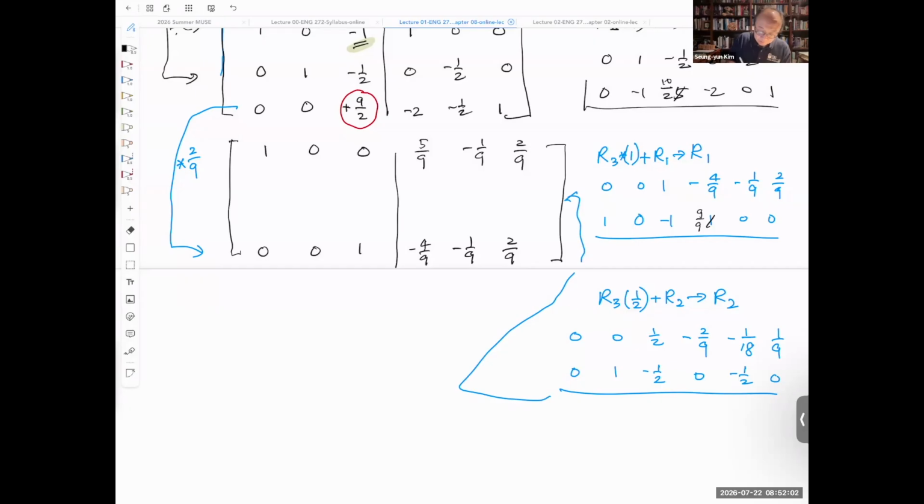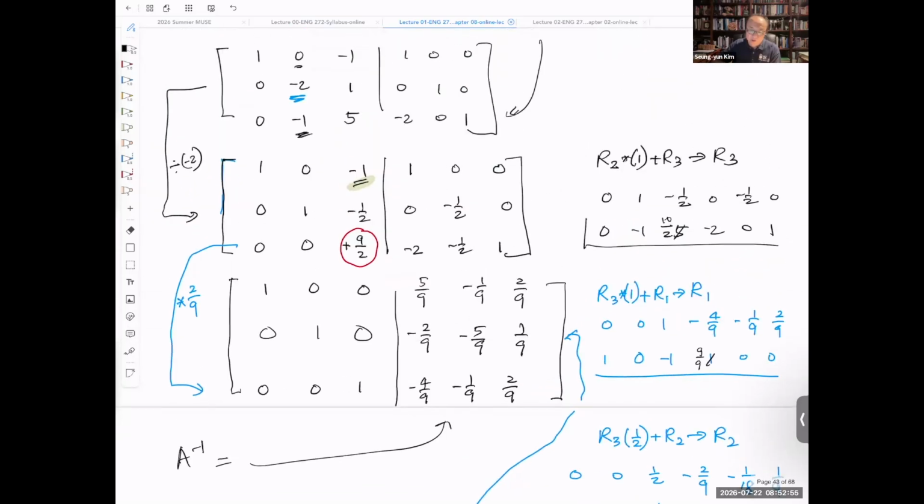We have 0, 1, 0, and negative 2 over 9. And for this guy, negative 1 over 18 minus 9 over 18. So it is negative 10 over 18, which is negative 5 over 9 and positive 1 over 9. So the A inverse is this guy.